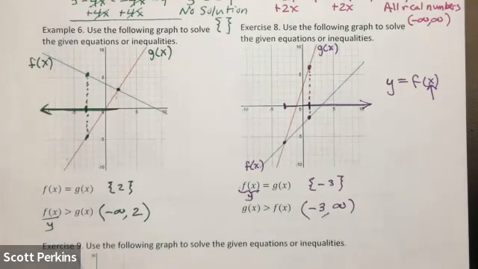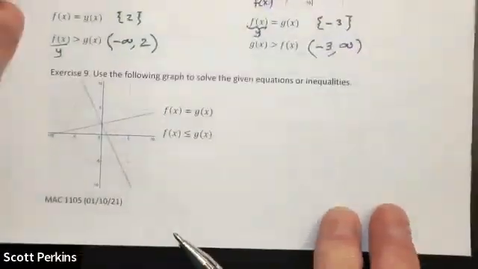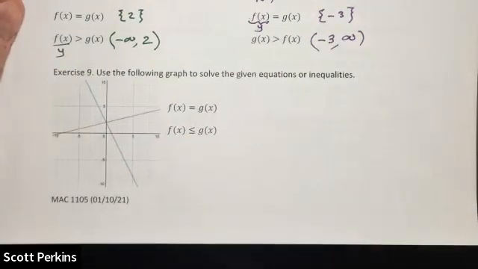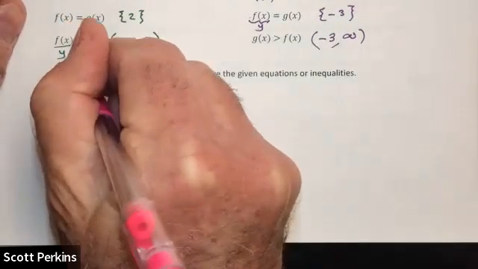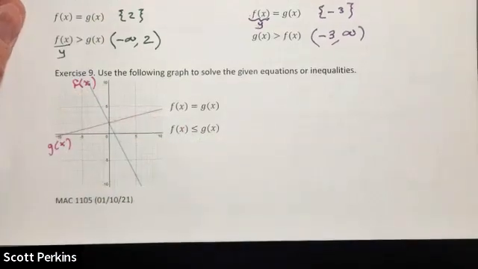All right, one more problem, and then we are going to wrap up this section, and we will go to the last one down here, exercise 9. Once again, let's let the blue graph be f of x, and the red graph be g of x.